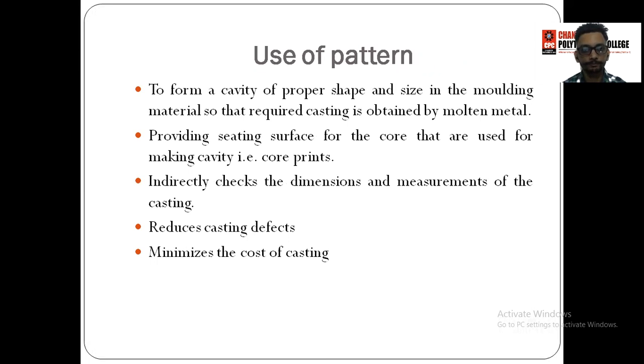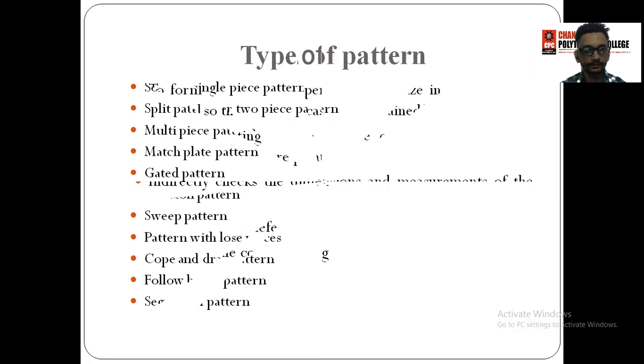Use of pattern. The uses of pattern are to form a cavity of proper shape and size in the molding material so that the required casting is obtained by molten metal, providing seating surface for the core that is used for making cavity, which means core prints. It indirectly checks the dimensions and measurement of the casting, reduces casting defects, and minimizes the cost of casting.